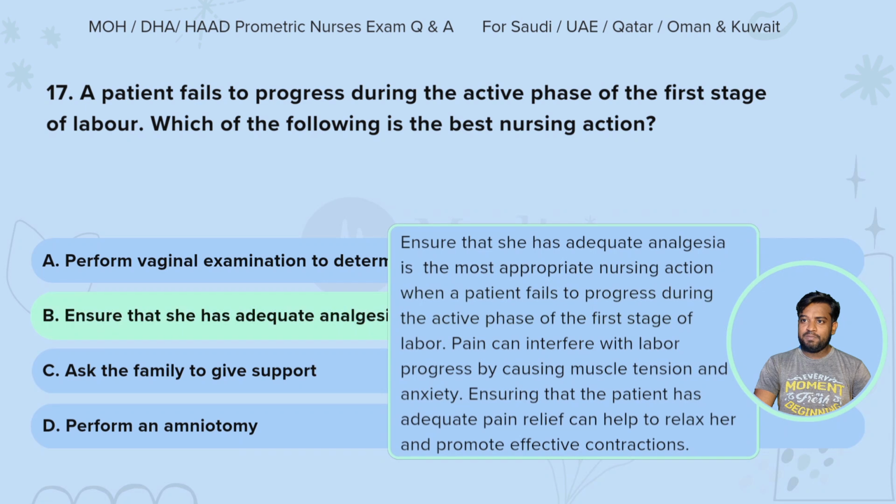The correct answer is B. Ensure that she has adequate analgesia is the most appropriate nursing action when a patient fails to progress during the active phase of the first stage of labor. Pain can interfere with labor progress by causing muscle tension and anxiety. Ensuring that the patient has adequate pain relief can help to relax her and promote effective contractions.